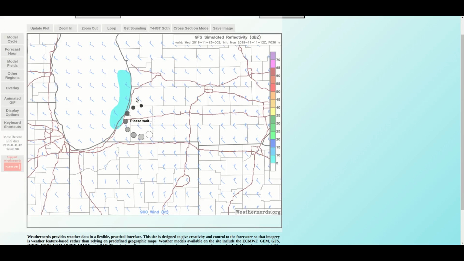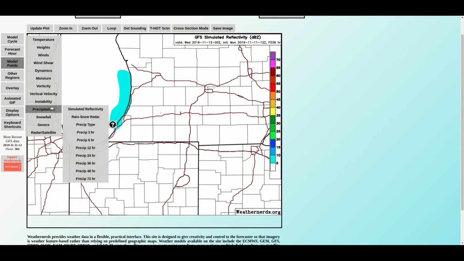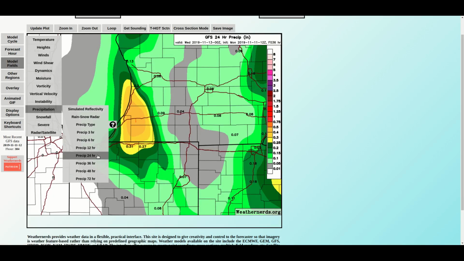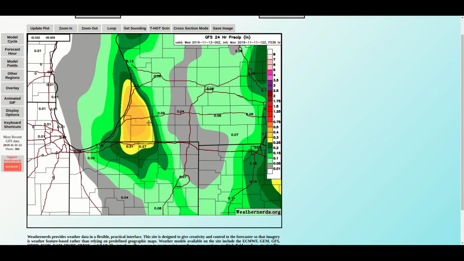What we can do is see what the precipitation forecast is. Let's look at 24-hour precip at 36 hours. There's a synoptic event going through right now, so we want to let that get out of there before we look at just the pure lake effect event. If we look at that, you can see Van Buren County is the bullseye here, with maybe about a half an inch of liquid equivalent there.